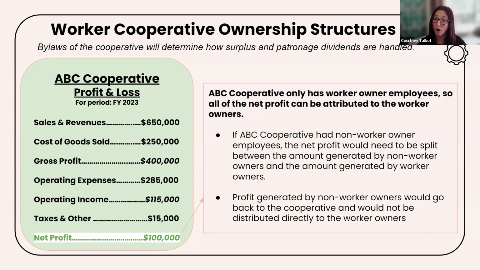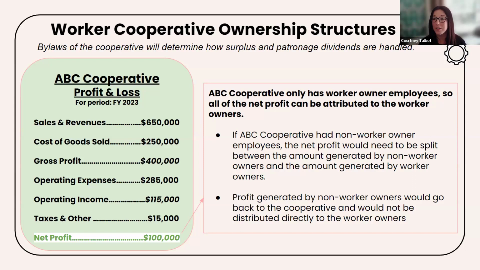So ABC Cooperative only has worker-owner employees, so all of the net profit can be attributed to the worker-owners. This is important because not all cooperatives are only made up of worker-owners. Some have just regular employees who are non-worker-owners. So if ABC Cooperative had non-worker-owners, who were just employees, then the net profit would need to be split between the amount generated by non-worker-owners and the amount generated by the actual worker-owners.